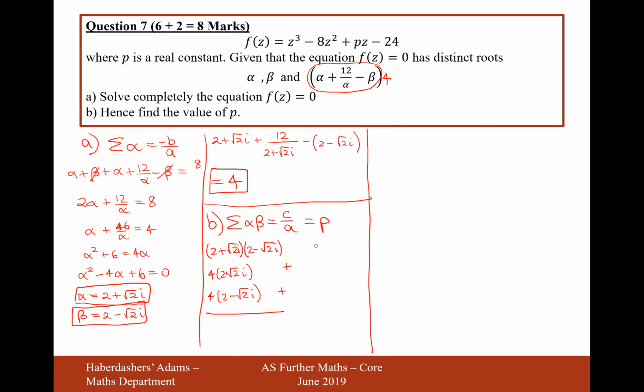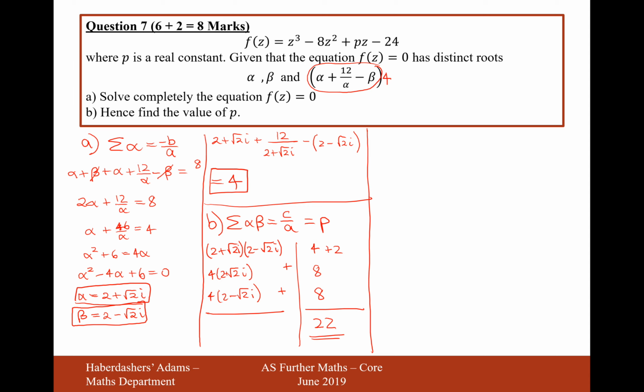So let's expand the brackets, and we're going to get 4, and then it's going to be 2 root 2i and minus 2 root 2i. Then it'll be root 2 times root 2, i times i, minus i squared is 1, so that'll be plus 2. That would be then 8 plus 4 root 2i, and then plus another 8 minus 4 root 2i. Add all these together. 4 plus 2 is 6, plus another 8 is 14, plus another 8 is 22. So there we are, that's the answer to the value of p. p equals 22, and that's the answer for question 7 there.